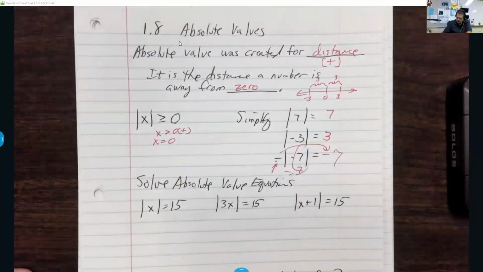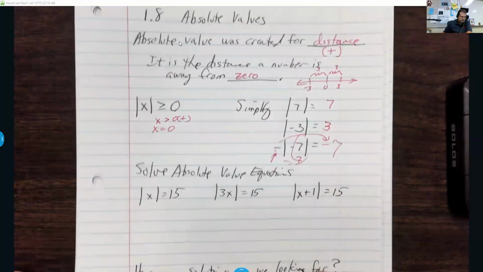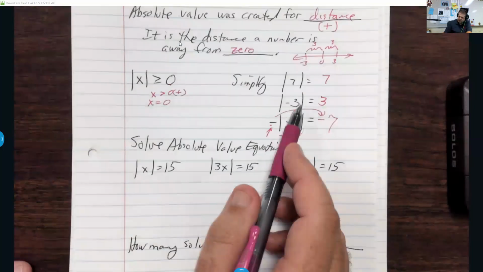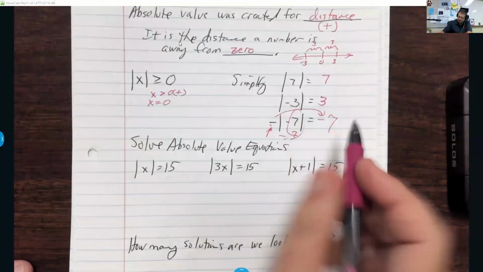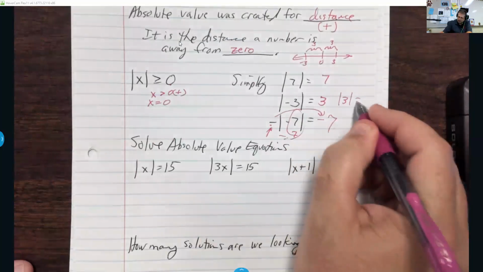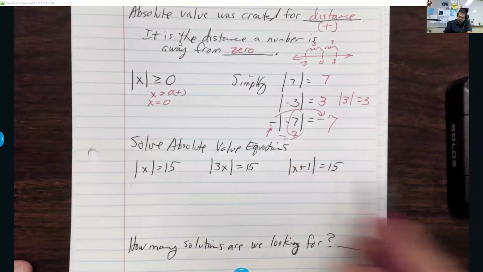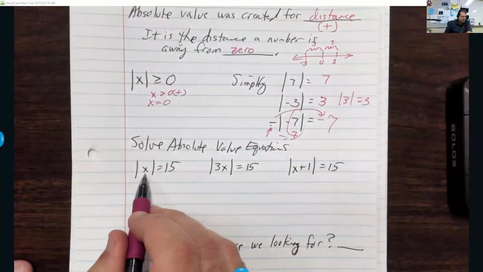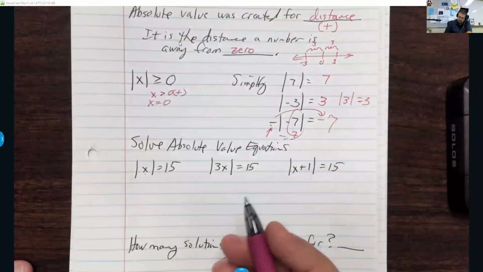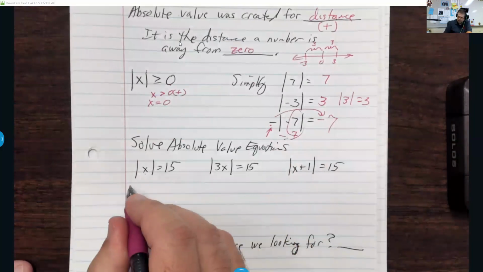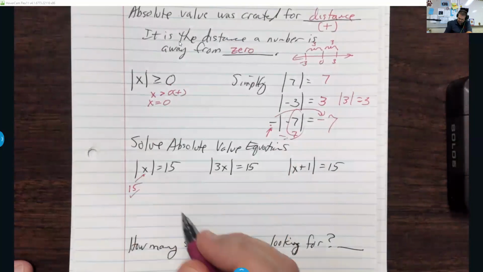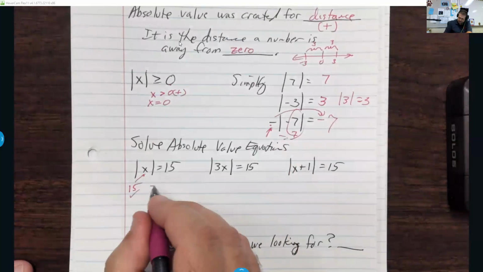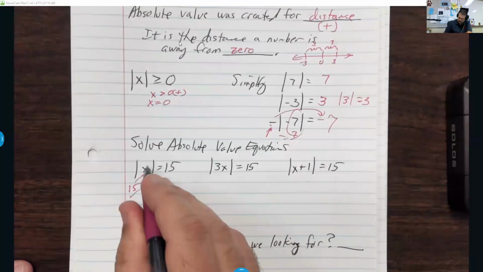Okay, let's look at a little logic here. 7 gives me 7, -3 gives me 3, so 3 would give me 3, correct? So what could I put in here for x to give me 15? Obviously, if I put 15 in there, the absolute value of 15 is 15. But couldn't I put -15 in there and get 15?